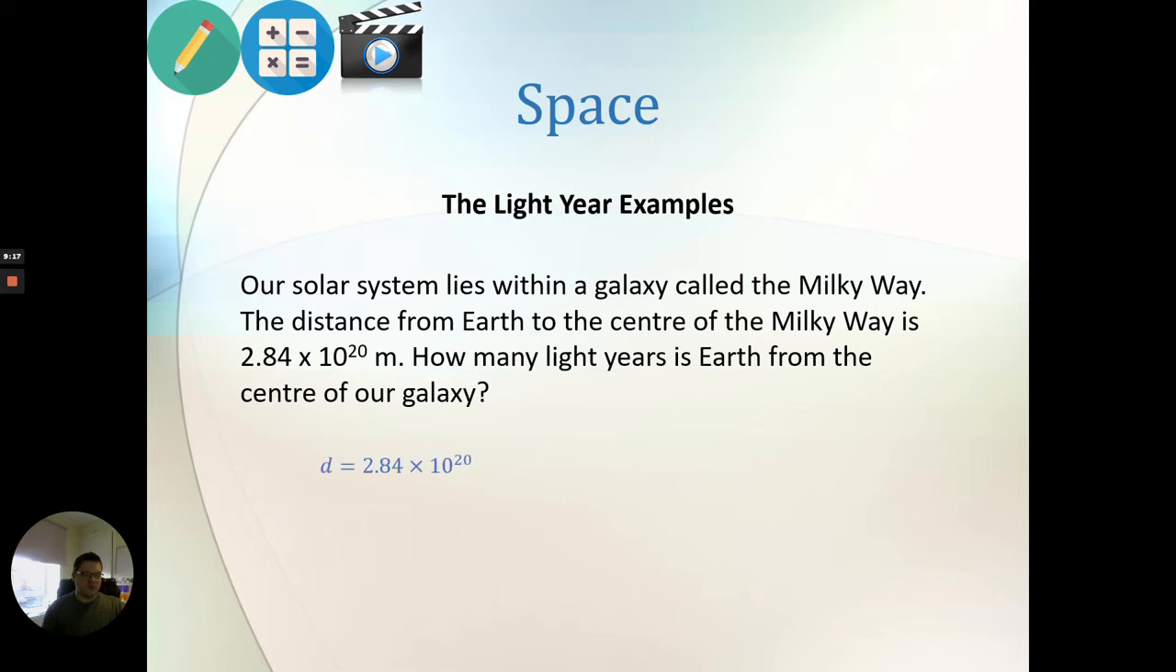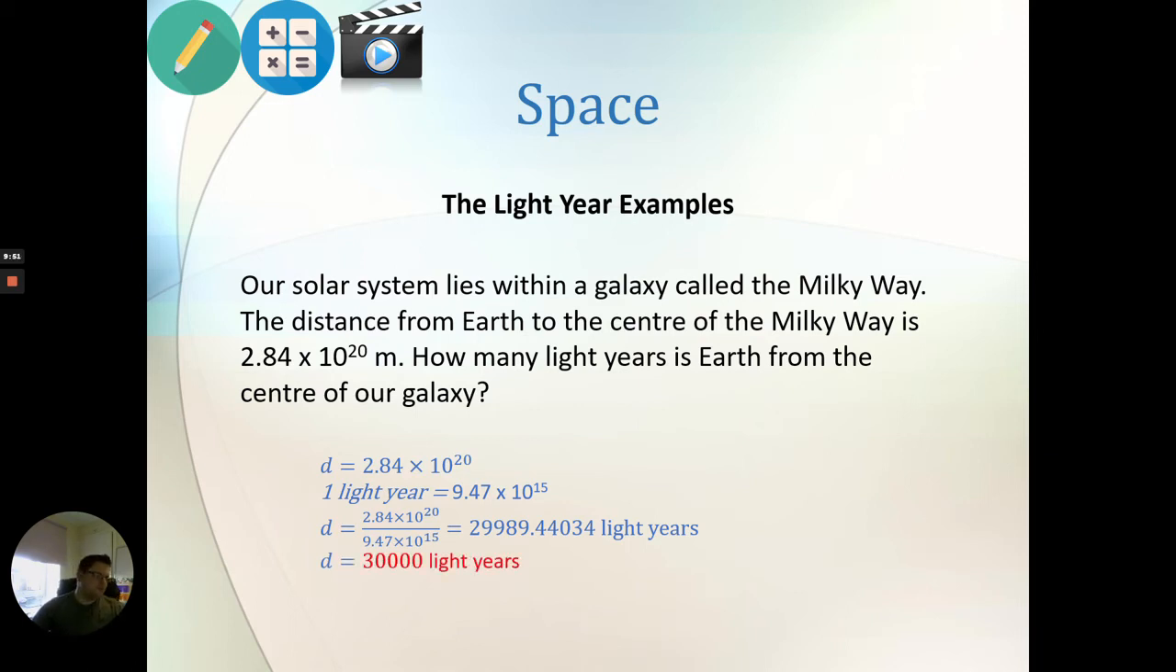So what we've got to do is start with our distance, which is 2.84 times 10 to the 20 meters. And we know that 1 light year is 9.47 times 10 to the 15 meters. So if we divide the 2.84 times 10 to the 20 by 9.47 times 10 to the 15, that gives us 29,989.44034 light years. Except, hopefully you all know that's not the correct answer because there are way too many significant figures there. It's 30,000 light years. That's how far the Earth is from the centre of our galaxy.